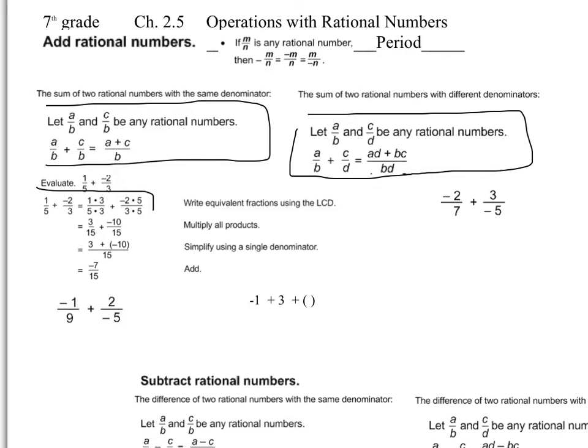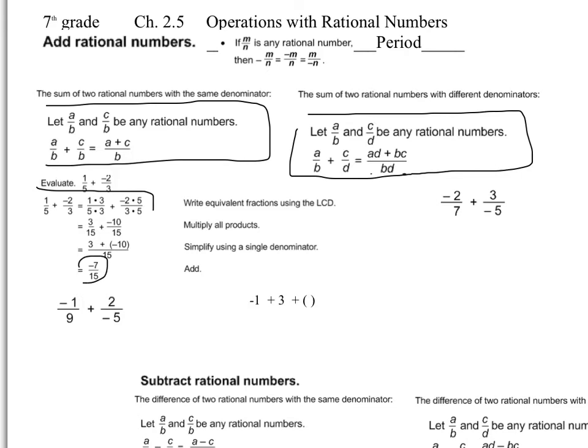3/15 plus negative 10/15. We have different signs for our numerators. 3 is positive, 10 is negative, so we subtract. 10 minus 3 is 7, and we keep the sign of the number that has more. We have more negatives than we do positives, so your answer is negative 7/15. Negative 7/15 right here.